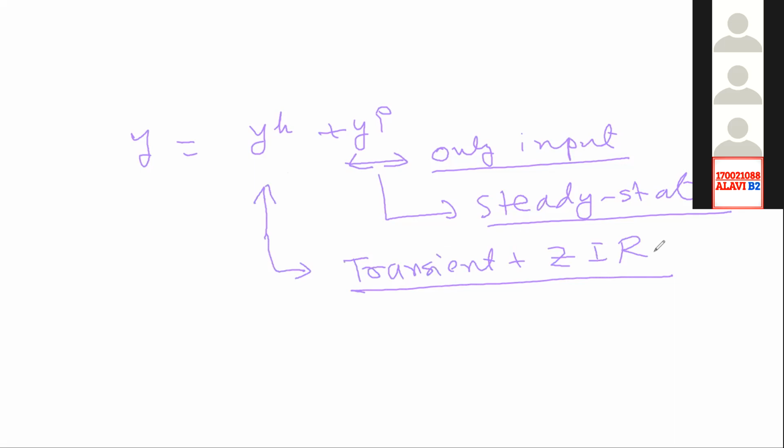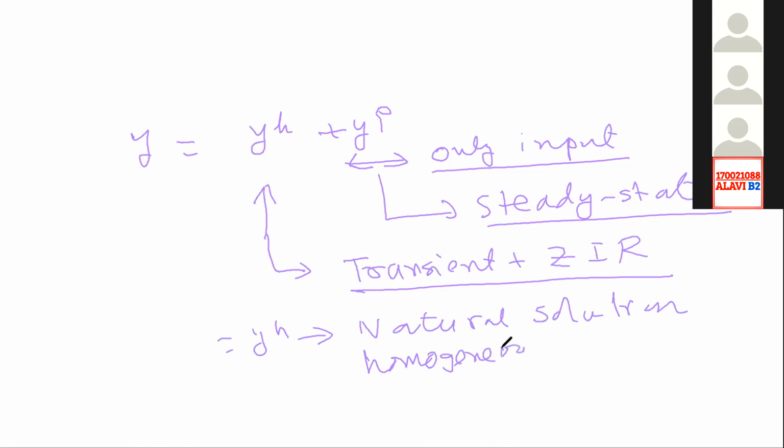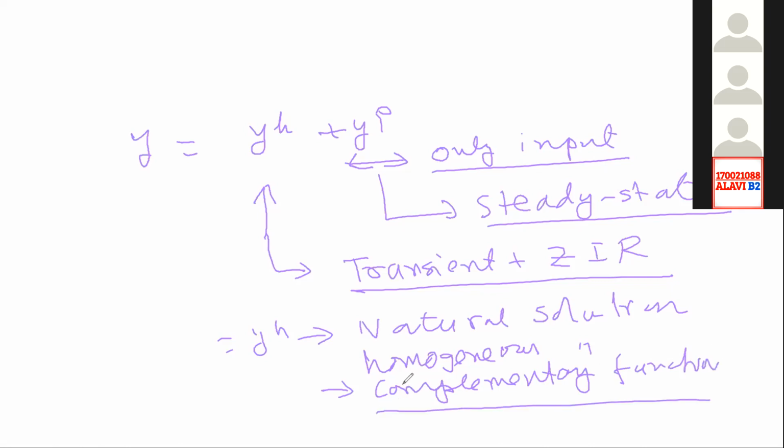In many of your texts, this quantity YH is called natural solution, or it is called homogeneous solution, or we call it complementary function, isn't it? Yes, sir. Complementary function or complementary solution. But no matter which name we call it, natural, homogeneous or complementary, this is not equal to ZIR. You have to be careful about that.